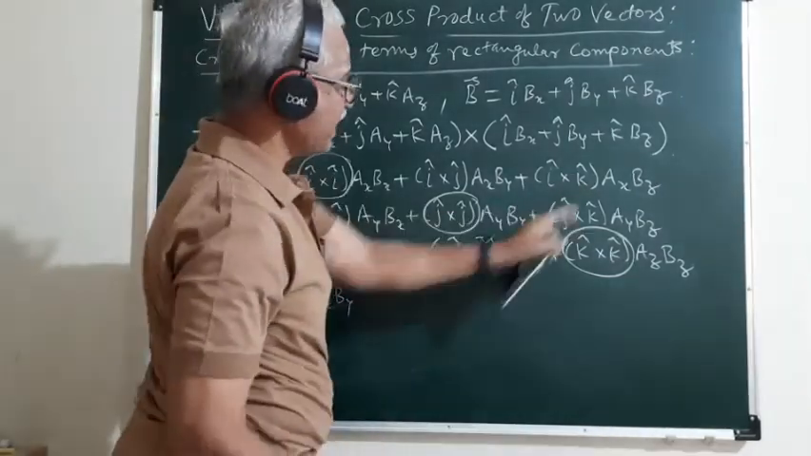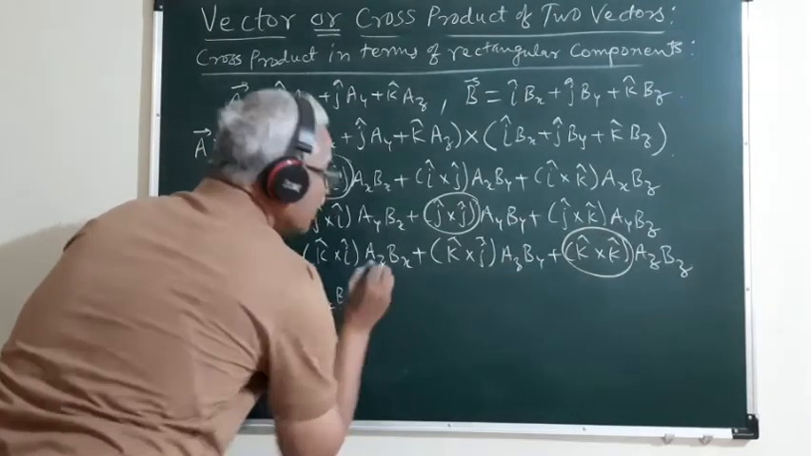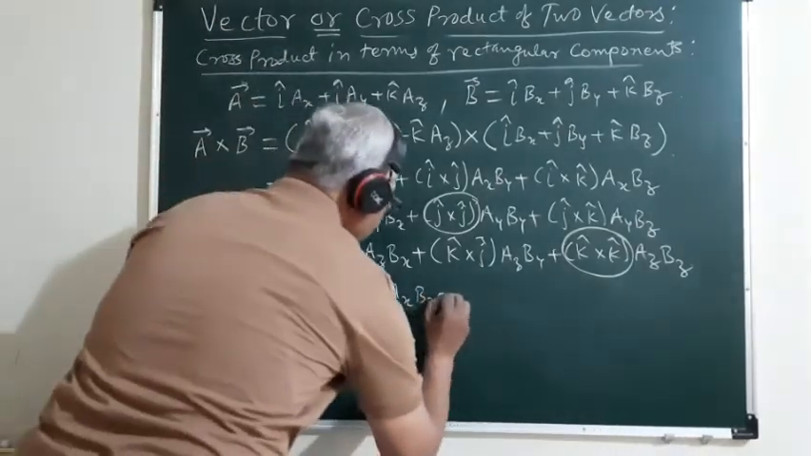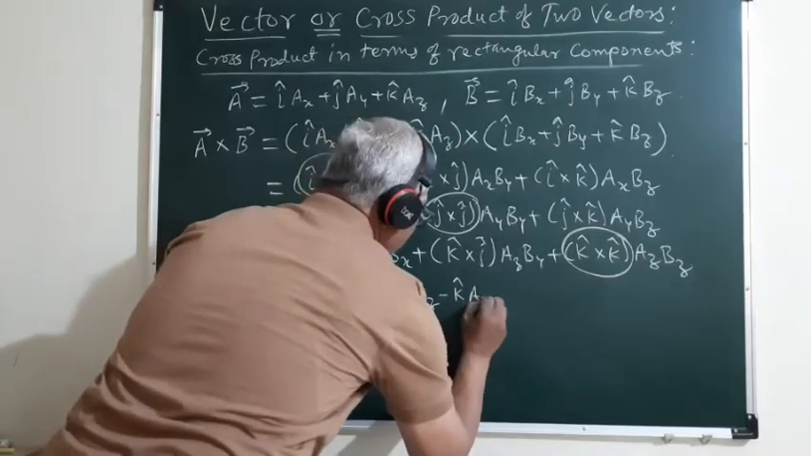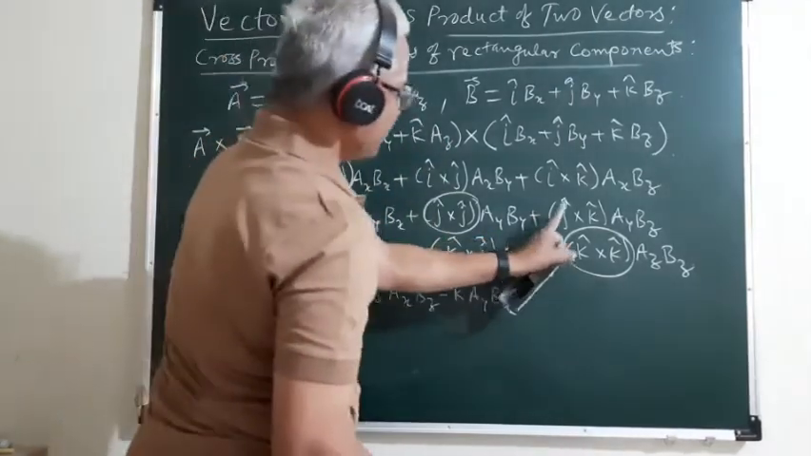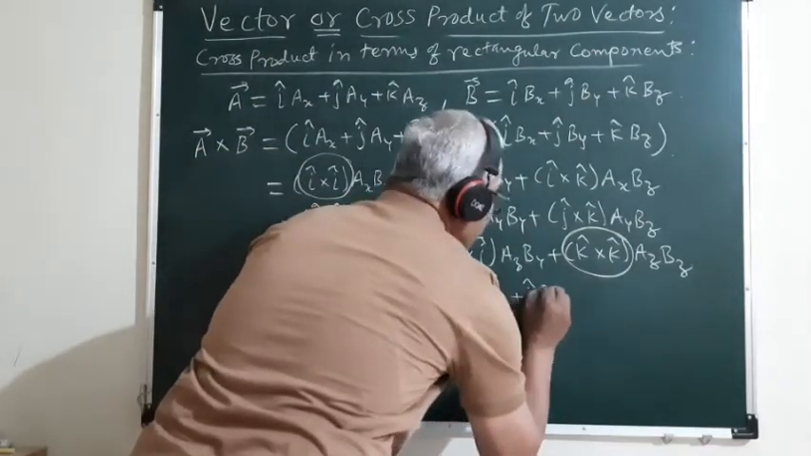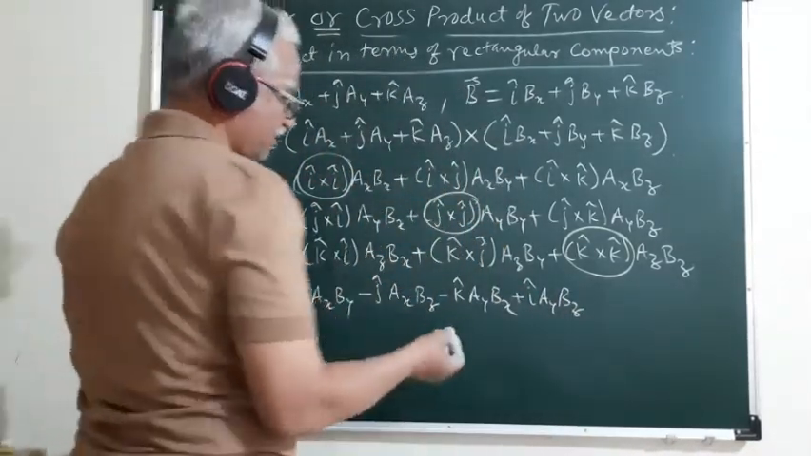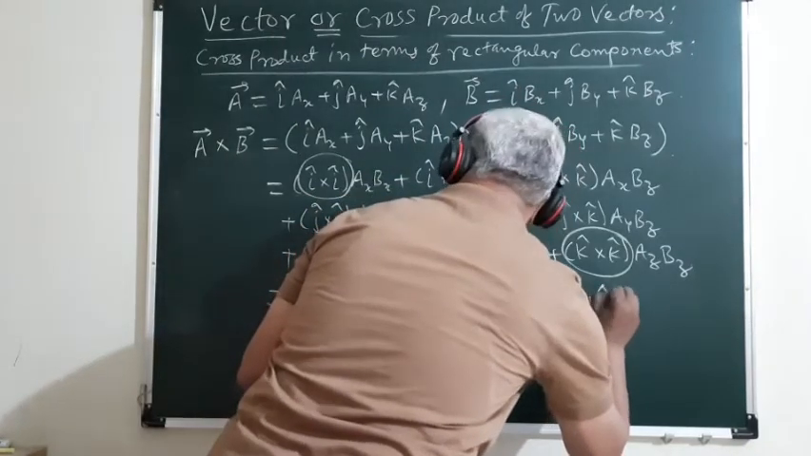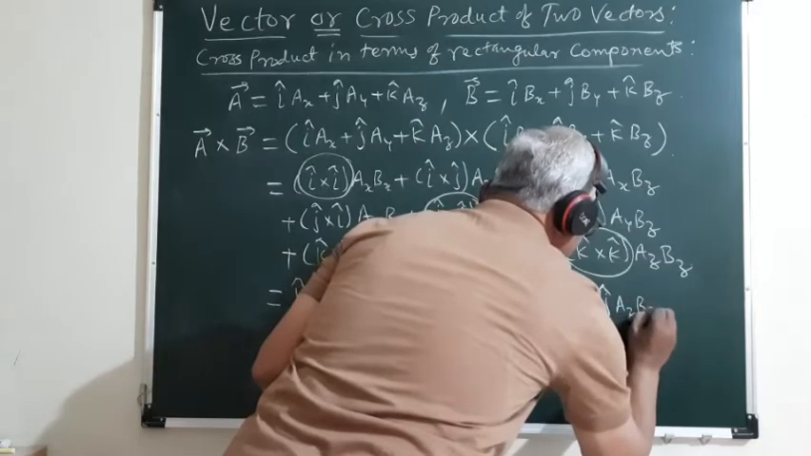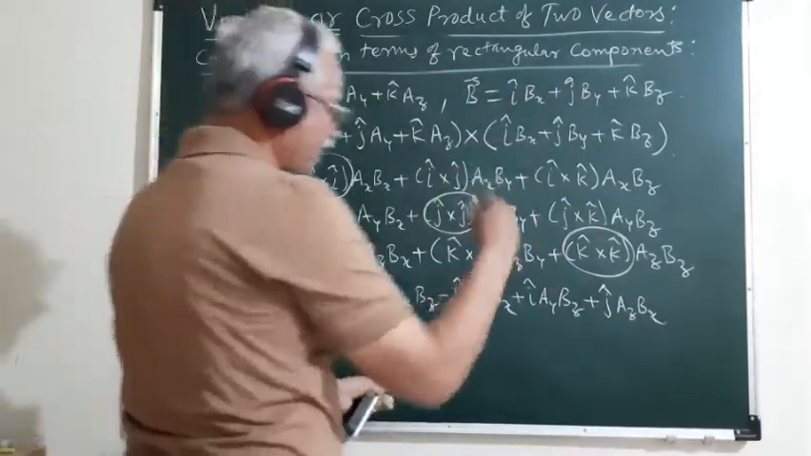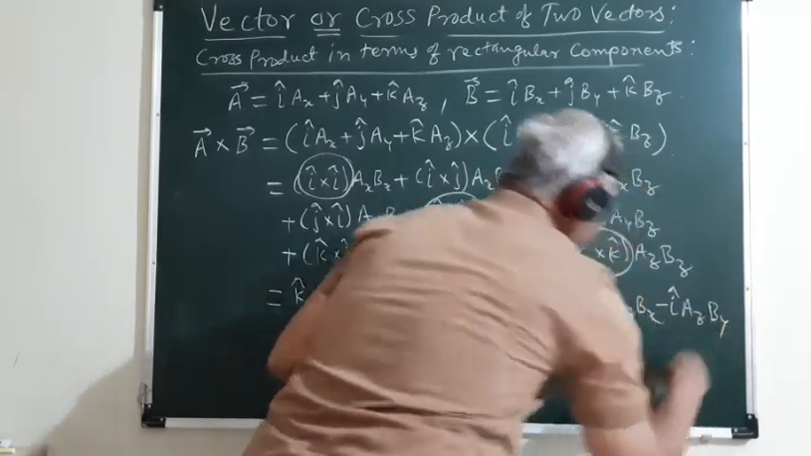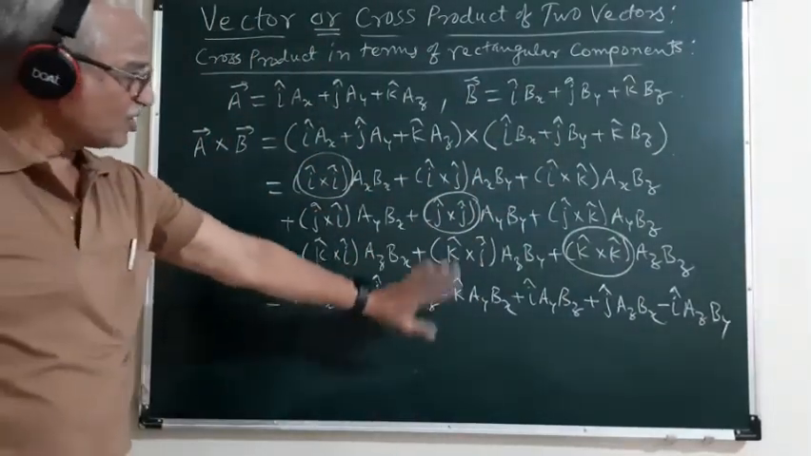Then i cross k is minus j ax bz. j cross i is minus k ay bx. j cross k is plus i ay bz. k cross i is plus j az bx, and k cross j is minus i az by. So this is how we express the cross product of two vectors.